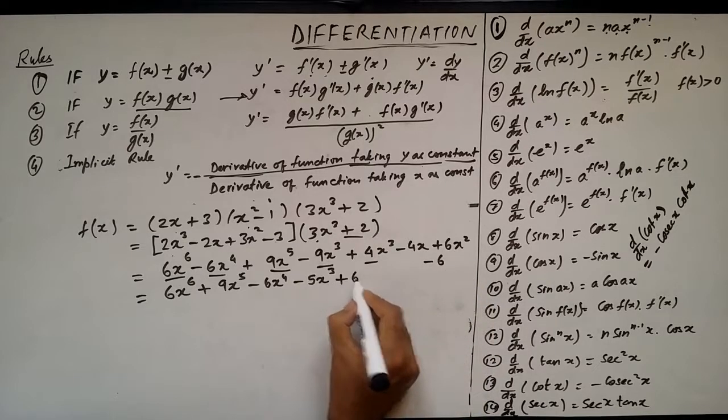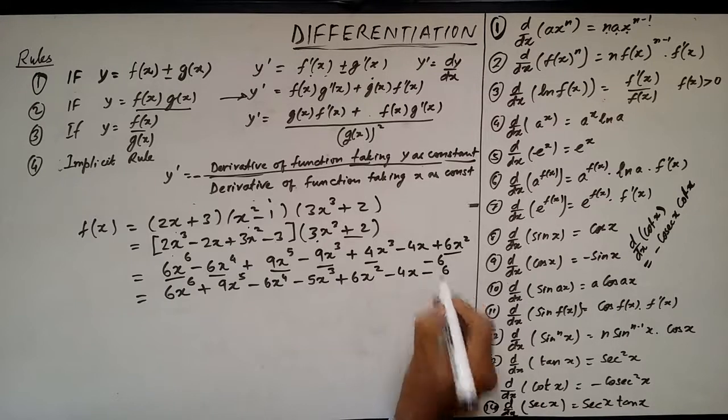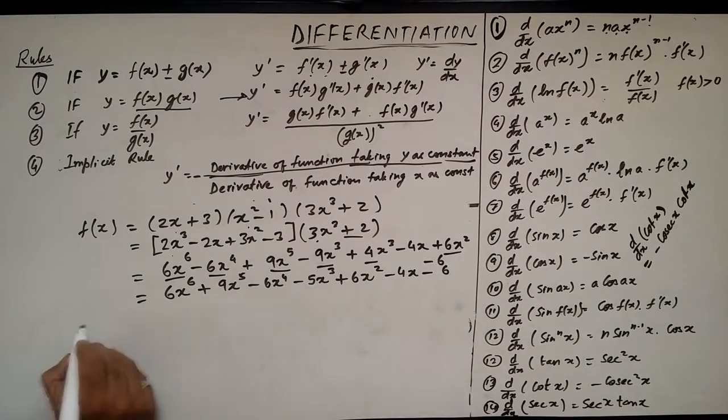Now let's take the term in 6x squared. There is only one term in 6x squared. There is only one term in 4x and minus 6. So this is the final expression for f(x).